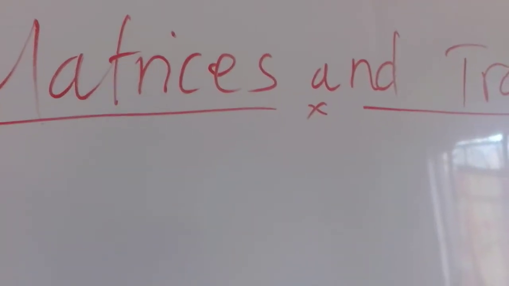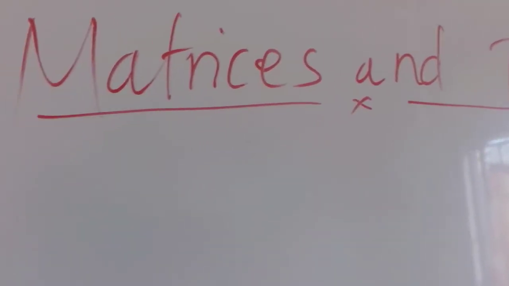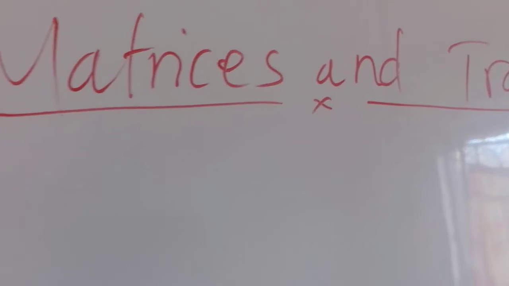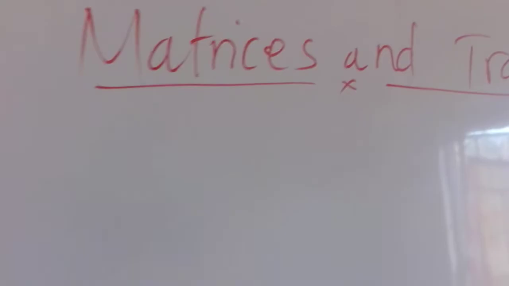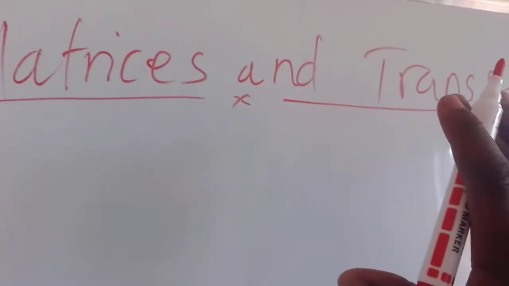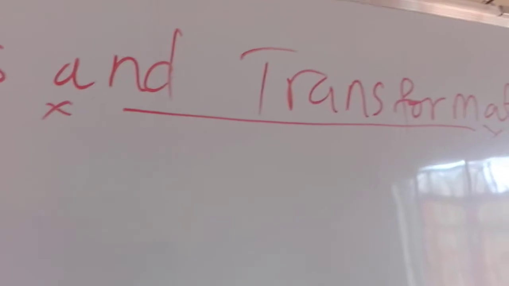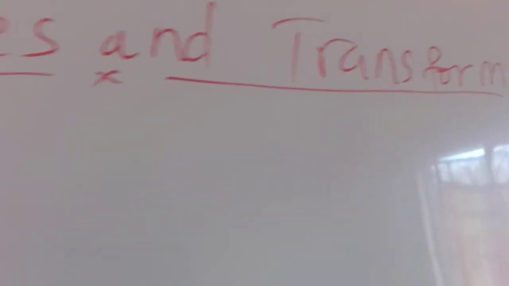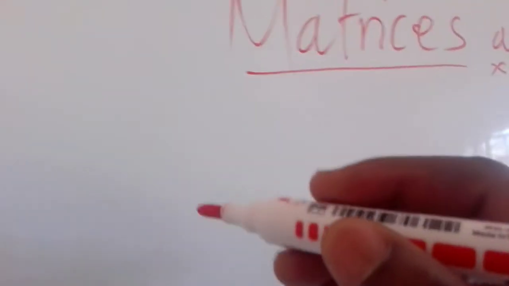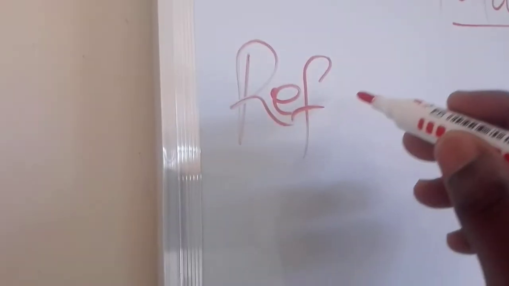Today we are going to learn how to find the image of a given object or given points using the matrix transformations. Dealing with the transformations, we are dealing with reflection, translation, enlargement, and rotation. So starting with the reflection.